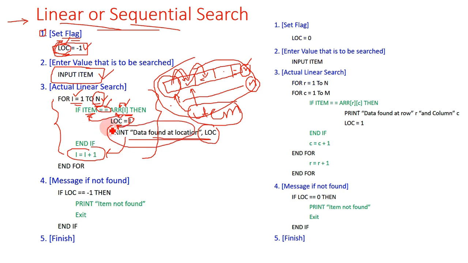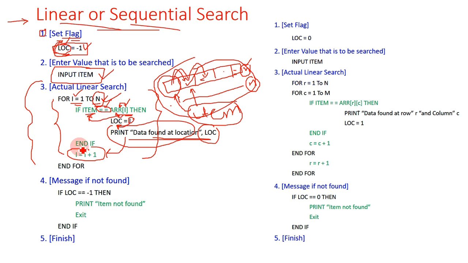But if the item is not found, again the ith location will be incremented, and this process will continue till the end of the array. So whenever the item is found, a message will be displayed to the user, but if the item is not found, the index I will be incremented.